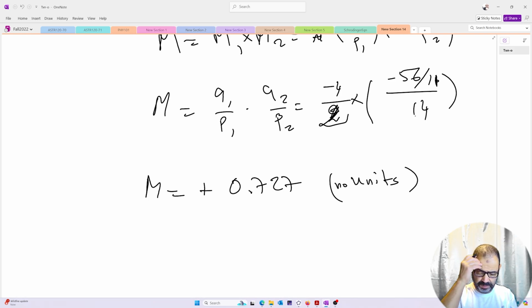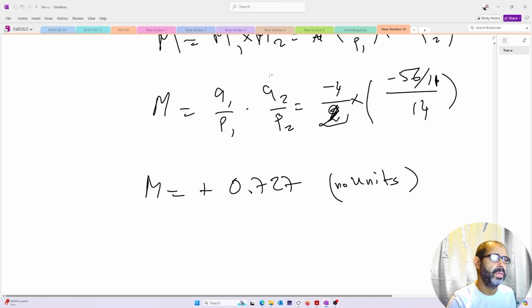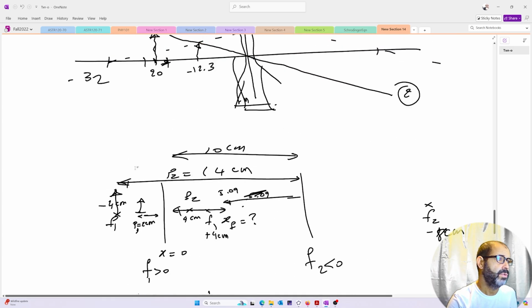Determine its overall magnification. Of course, in here it's upright. So the first lens in here creates a virtual image that is upright, and the second lens will create an image that is still upright. So all of them, they are still upright.